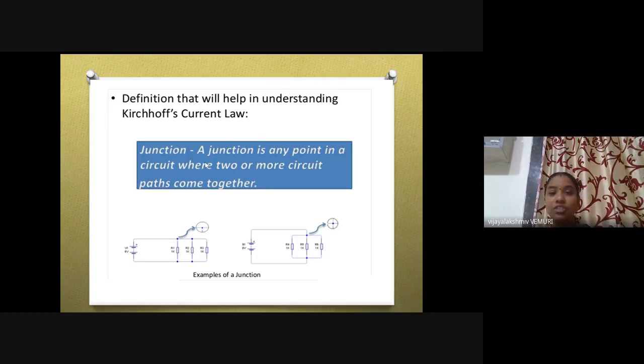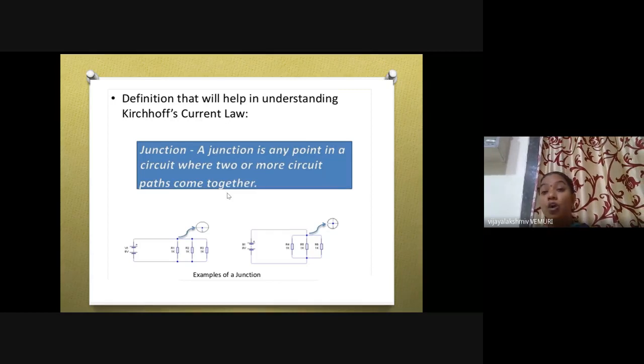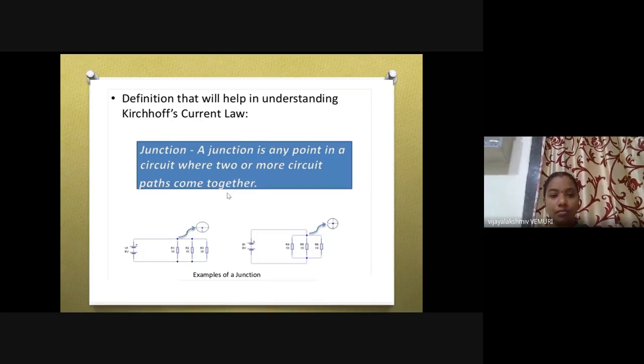Okay, so here, if you want to understand the nodal method, first of all you need to understand what a junction is. A junction is any point in a circuit where two or more circuit parts come together. Circuit parts is different. If you observe here, in this particular one, there is a common node here, isn't it? So this is a node, this is a node, this is a node, which is common to all the points here. Next, coming to this one, here is another common node.